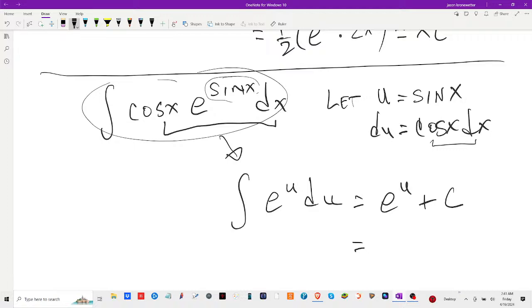Then I have to put things back the way I found them. I'm the one who decided that u is equal to sine x, so let's go back and put in sine x for u, and there's our answer.